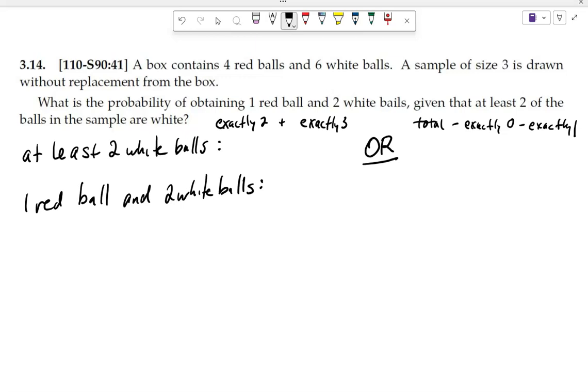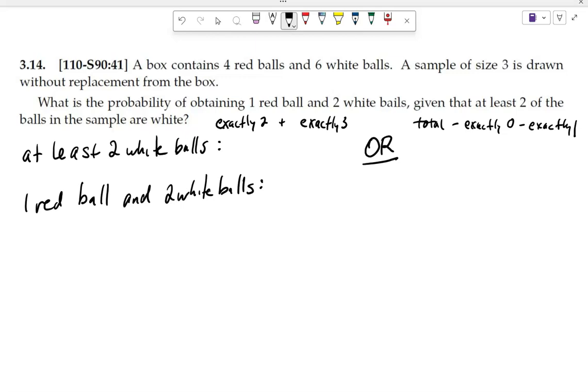But notice in this problem, you're only drawing 3 balls. So doing it directly, you could do 2 or 3, right? So I'm not sure it's faster to do it either way, which is why I've got the or up there. Let's do it both ways and see if we get the same number, okay? To break up at least 2, we need to break it up as exactly 2 and exactly 3, and we have one or the other, so we would add it.